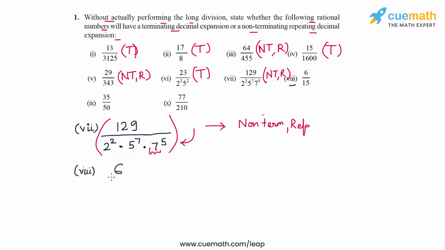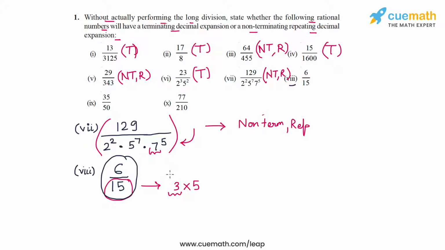Now in this part you will realize why it's important to look at the prime factorized form of the denominator when it is in its lowest form. If I look at the prime factorized form of 15, this will be 3 into 5, and I see that because there is a factor of 3 in it, I could conclude that this number should have a non-terminating repeating expansion. But what we really need to do is to first reduce 6 by 15 to its lowest form.